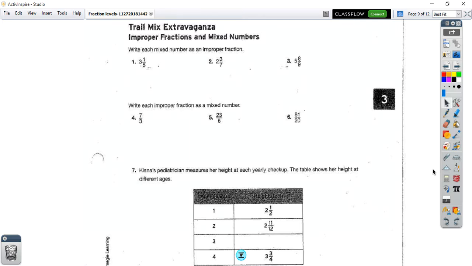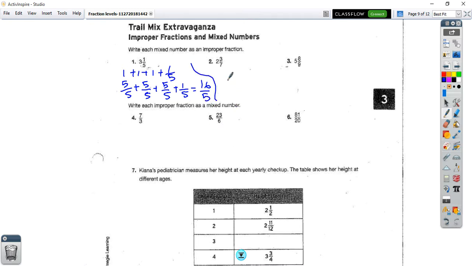Same thing with the improper fractions here. Write each mixed number as an improper fraction. It says 3 and 1/5. We're trying to turn this into an improper fraction, which means I have a bigger number in the numerator and a smaller number in the denominator. Well, this is like saying I have 3 and 1/5, which is the same as having 1 plus 1 plus 1 plus 1/5. And that's the same as having 5/5 plus 5/5 plus 5/5 plus 1/5. So I can just take 5 plus 5 plus 5, that's 15, plus 1 is 16/5. So that's the long way of doing it.